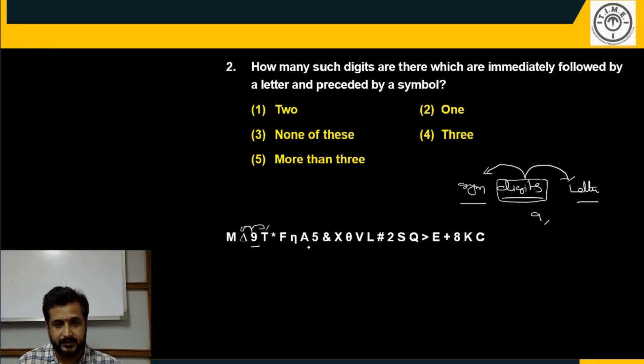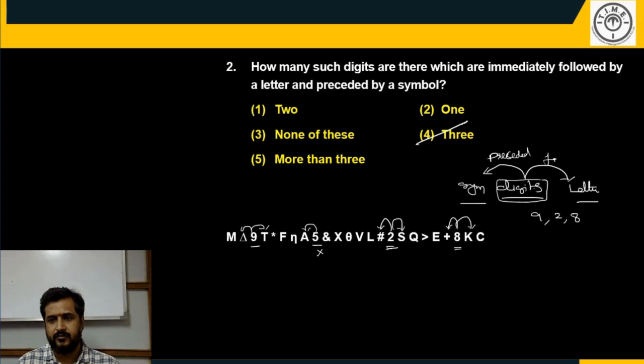Now where is the next digit? 5. Is it preceded by a symbol? No. So it will not come under consideration. Next, 2 is there. Preceded by a symbol? Yes. Followed by a letter? Yes. Perfectly matching. Next digit is 8. Preceded by a symbol? Yes. Followed by a letter? Yes. Perfectly matching. So 9, 2, 8. How many are there? 3 are there, so choice 4 is your answer. Very simple questions they will give you.